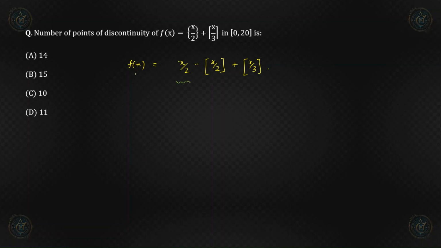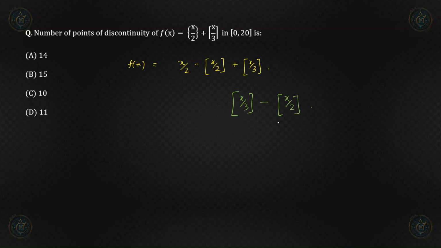This f(x) is some continuous function plus some problematic function. Okay, the problematic function means that the function causes some discontinuity. So the discontinuity in this function f(x) comes from this part, right? So we have to discuss this part only for discontinuity. This part we don't touch. So let us focus on this part, greatest integer of x by 3 minus greatest integer of x by 2.